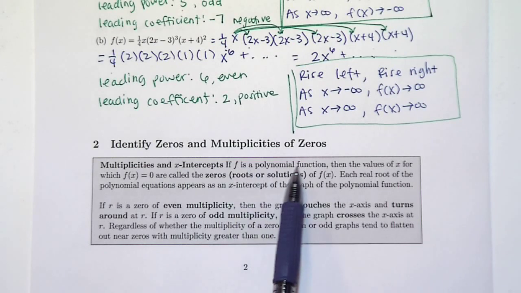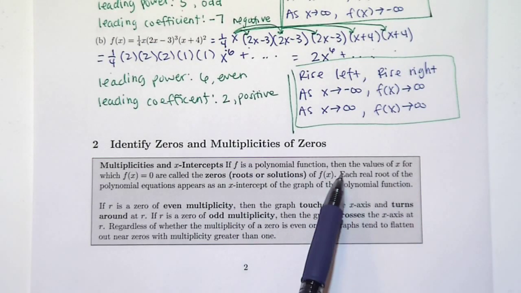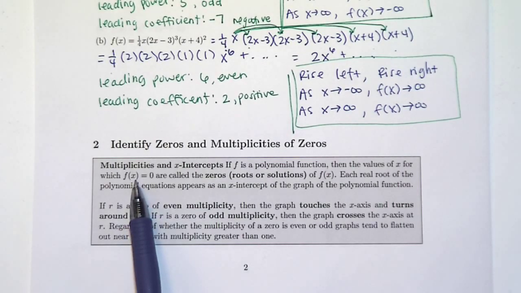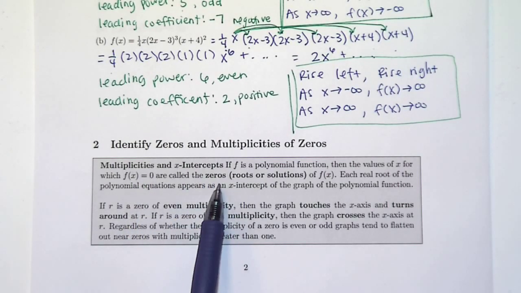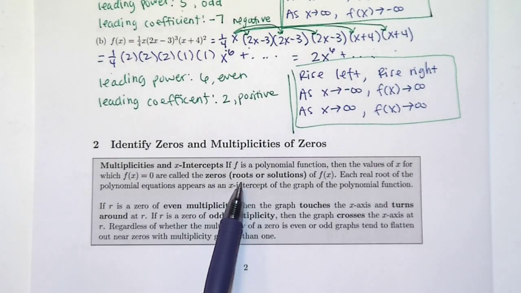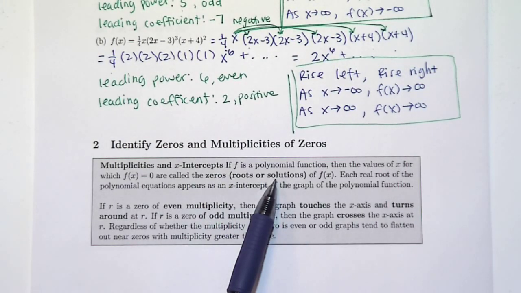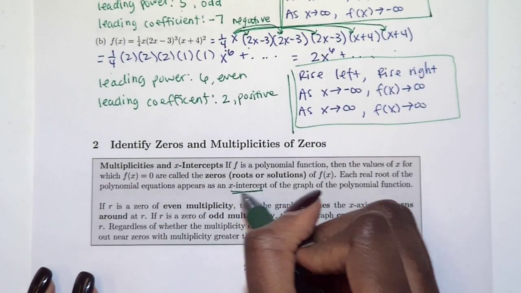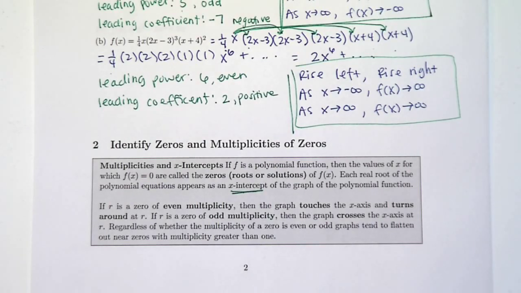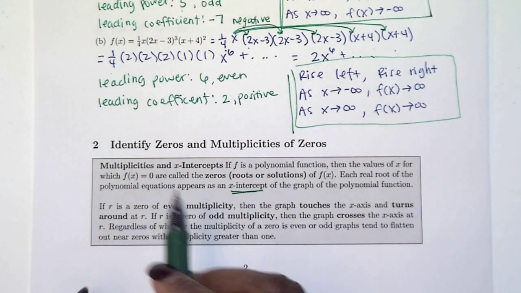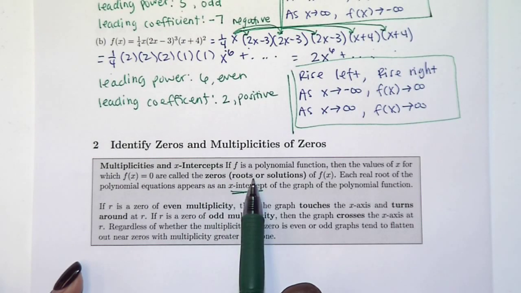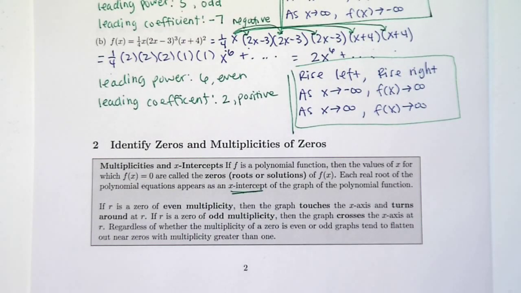If f is a polynomial, then the values of x for which our function is 0, so basically setting our function equal to 0, give us the zeros, or you could call them roots, or solutions of our function. These are also known as x-intercepts. We've learned this before. How do you find an x-intercept? You set y equal to 0. So we set our function equal to 0, and that gives us the zeros, or the roots, or the solutions of our polynomial.